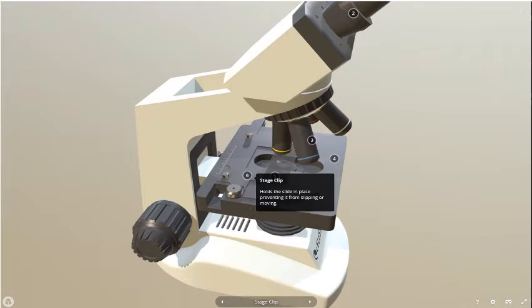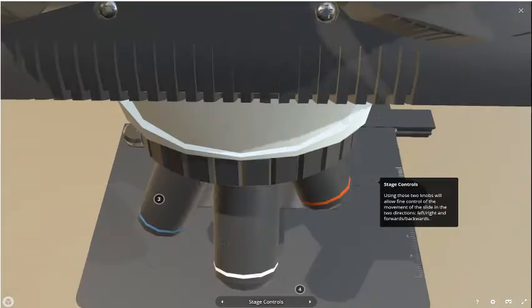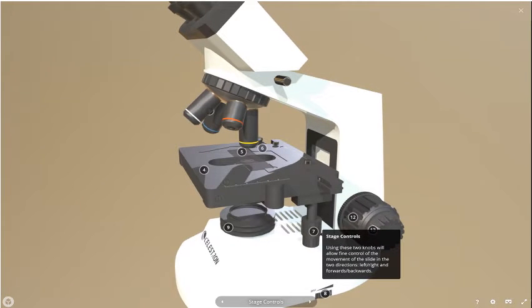The next part of the microscope is known as the stage clip, and this holds the slide into place, preventing it from moving around when you're moving your objective lenses. The stage controls allow either coarse movement, or very large movements of the stage to move up and down, or a fine control, which means you're controlling it in a very fine way, so there are small movements for every turn of this control. It moves the stage either up and down or left or right, allowing you to manipulate the position of your specimen to allow easier viewing.